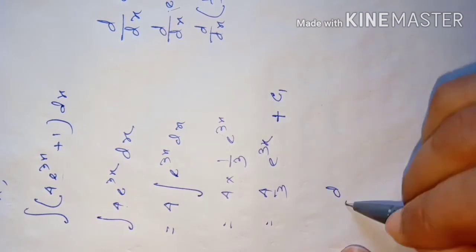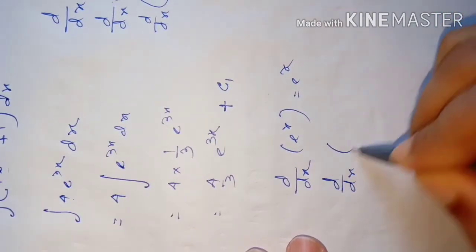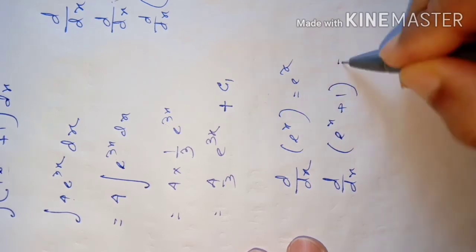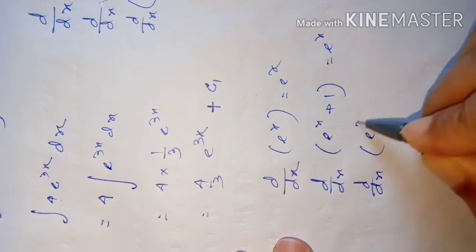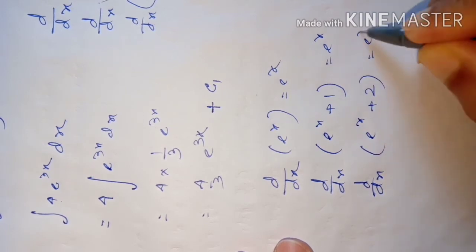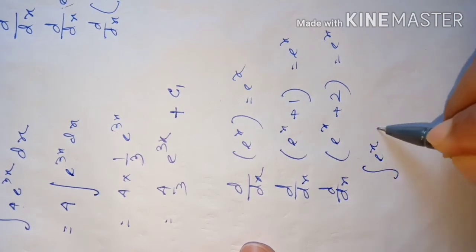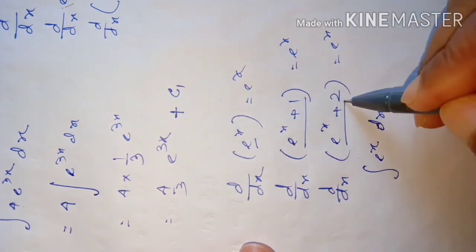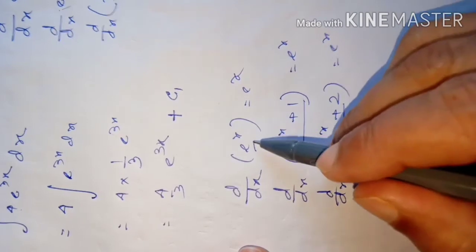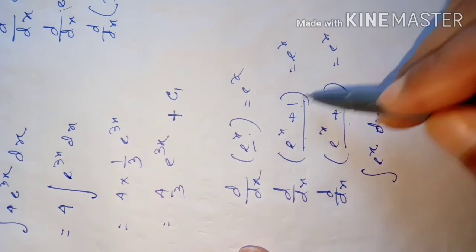Suppose I am giving you d by dx of e to the power of x. Then you will say e to the power of x. Again d by dx of e to the power of x plus 1, suppose. Then it will be e to the power of x only. Again d by dx of e to the power of x plus 2, suppose. Then also it will be e to the power of x. So then what we can say? The antiderivative of e to the power of x is, which one we will say? This one or this one or this one? There can be this. You see, all these functions are differing by only the constant. Here the constant is 0, here 1, here 2.